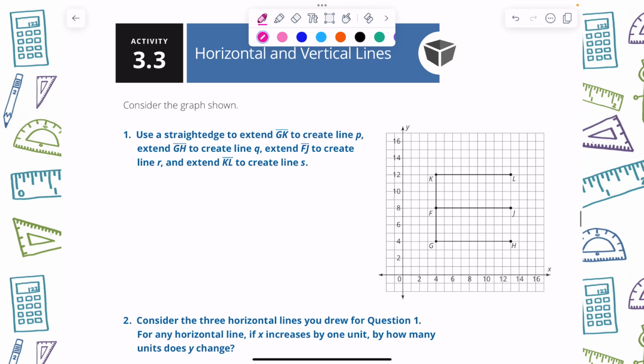Number 1 tells us to use a straight edge to extend line segment JK to create line P. So I'm going to do that. If you are doing the notes on paper or in your textbook, you will need to use a ruler or a straight edge to do this, but if you're using Notability, you can just make sure you use straight lines. So we're going to extend line segment JK to create line P.